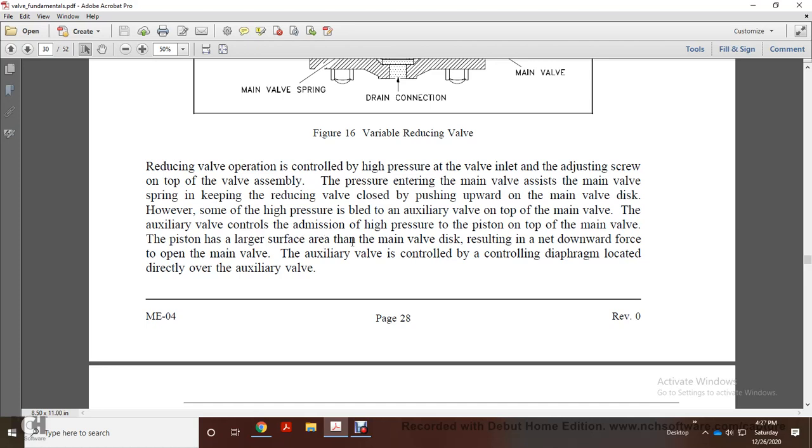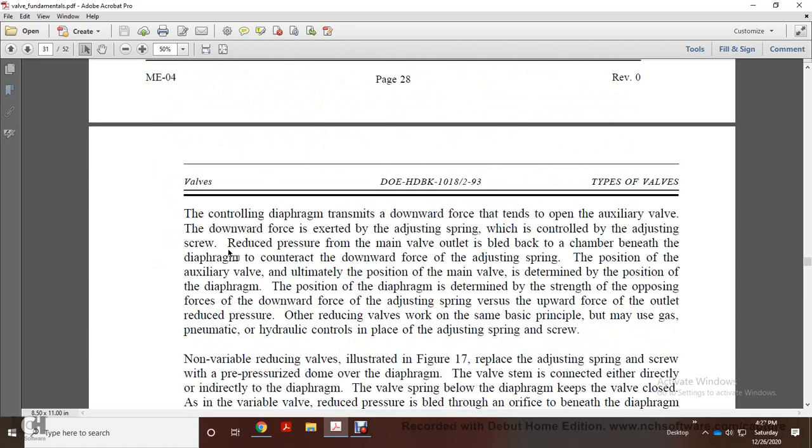This opens the main valve, with the auxiliary valve and the controlling diaphragm located directly over the auxiliary valve. The controlling diaphragm transmits the downward force over the auxiliary valve, with the downward force exerted by the adjusting spring through the adjusting screw. The reduced pressure from the main valve outlet bleeds back to the chamber beneath the diaphragm to counteract the downward force of the adjusting spring. The position of the auxiliary valve, and ultimately the position of the main valve, is determined by the position of the diaphragm, which is determined by the strength of the opposing forces: the downward force of the adjusting spring versus the upward force of the outlet-produced pressure.